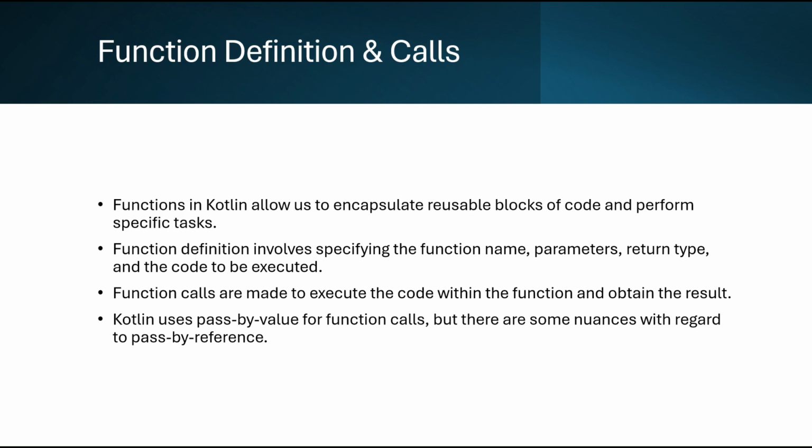Function calls in Kotlin allow us to encapsulate reusable blocks of code and perform specific tasks. Function definition involves specifying the function name, parameters, return type, and code to be executed. Calls are made to execute the code within the function and obtain the result. Kotlin also uses pass by value for function calls, but there are some nuances with regard to pass by reference.